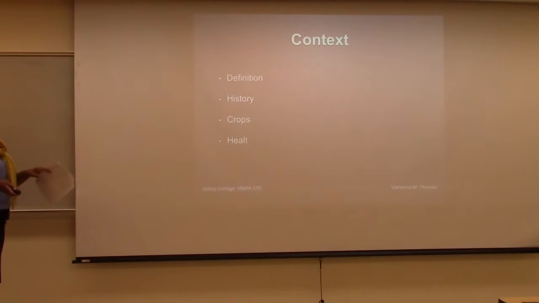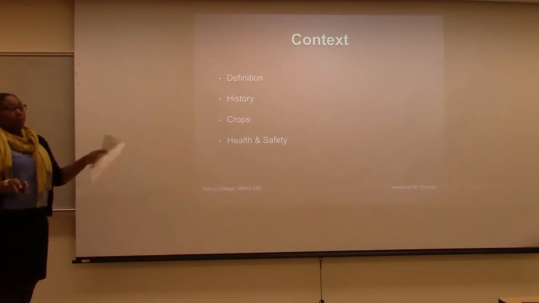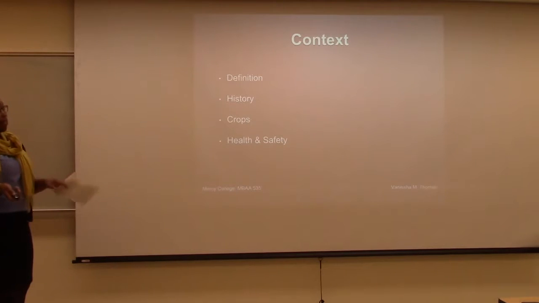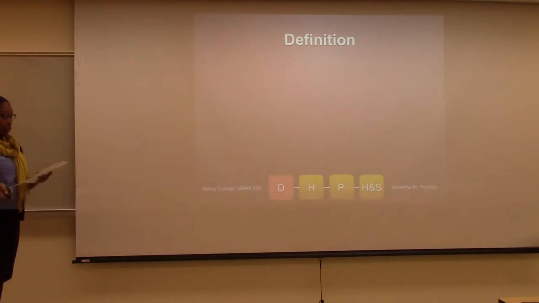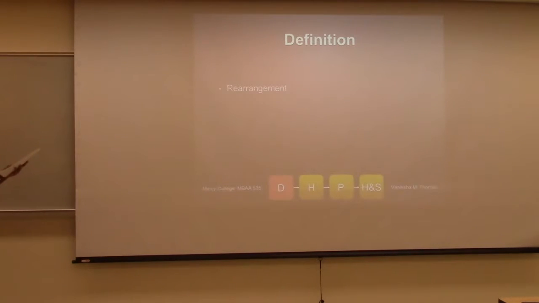First, we're going to do a definition, a little history, crops or products that are using GMOs, and health and safety. Definition. GMOs come from the rearrangement of molecular levels to have the traits that are most desirable in products such as plants, animals, microorganisms, bacteria. It consists of foreign genes that are inserted into an organism that is not from its original source.